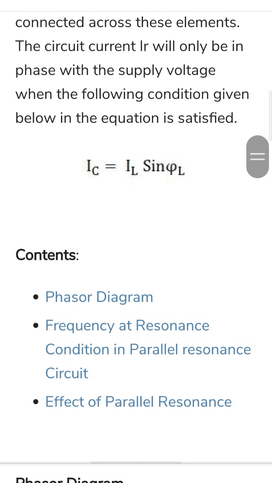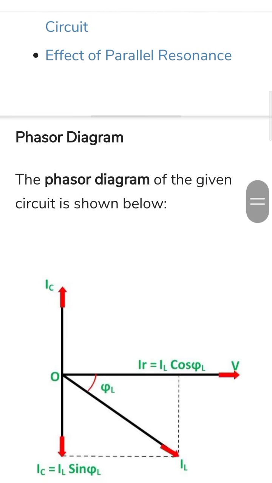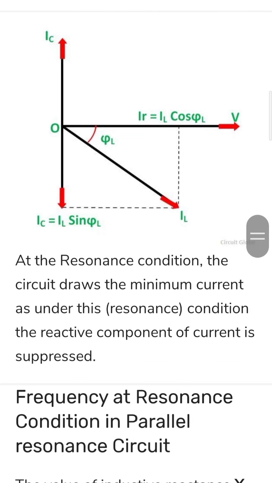Thus, the contents we are going to see are the phasor diagram, frequency at resonance condition in a parallel resonance circuit, and the effect of parallel resonance. Phasor diagram: the phasor diagram is given for the circuit as shown below. At resonance condition, the circuit draws the minimum current, as under this condition the reactive component of current is suppressed.